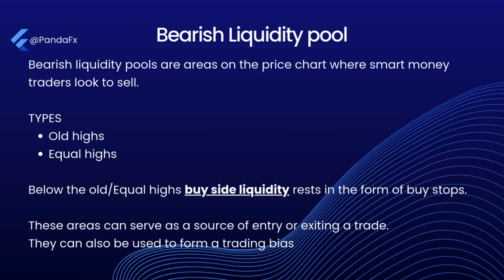Types of bearish liquidity pool, we have the old highs and the equal highs. And above the old or equal highs rests the buy side liquidity, which rests in the form of buy stops. So above the old or equal highs, there are areas where buyers entering trades around that region will put their stop loss, expecting price to gravitate downwards. So when price starts going up to those areas, it will eventually take out their stop losses.